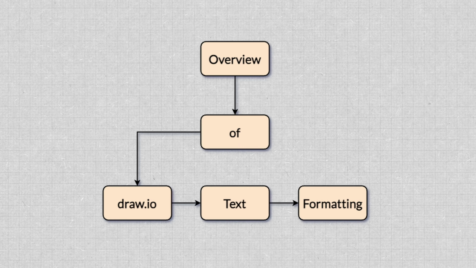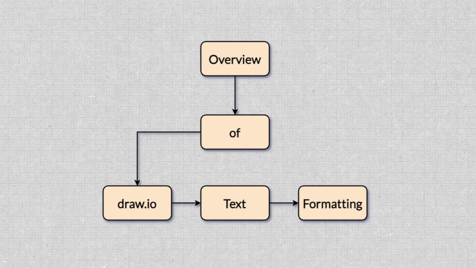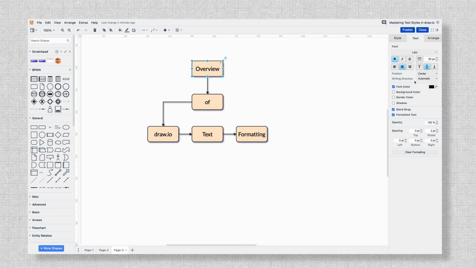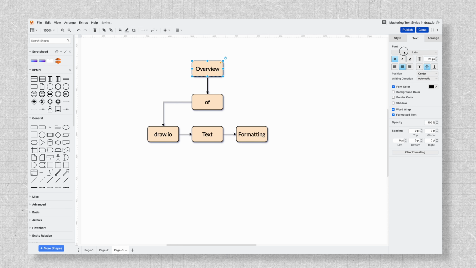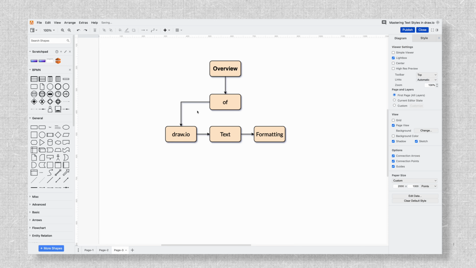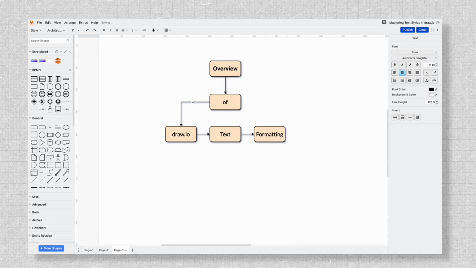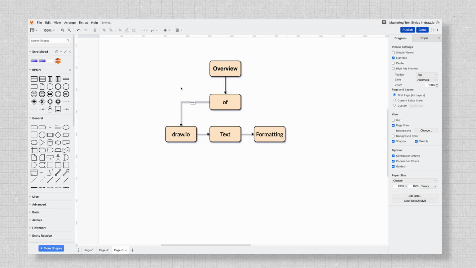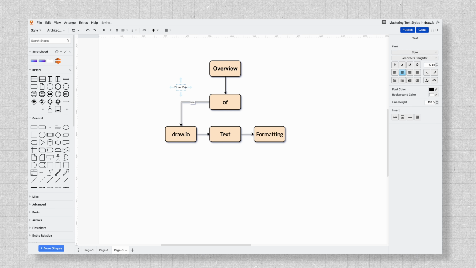All right, so let's do a quick overview of some of the basics when it comes to text in draw.io. The style panel on your right is your command center for text formatting. You can change fonts, size, and alignment here with just a few clicks. To add text easily to your diagram, just click on the shape or connector to start typing, or double click anywhere to add free floating text.